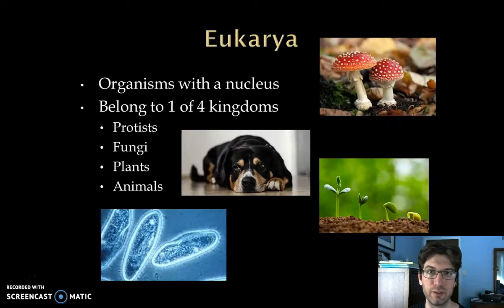Our last domain is the eukarya domain. This is where you and I fall in. These are organisms whose cells have a nucleus, or we call them eukaryotes. This domain is broken into four kingdoms. Those kingdoms are protists, fungus, plants, and animals.